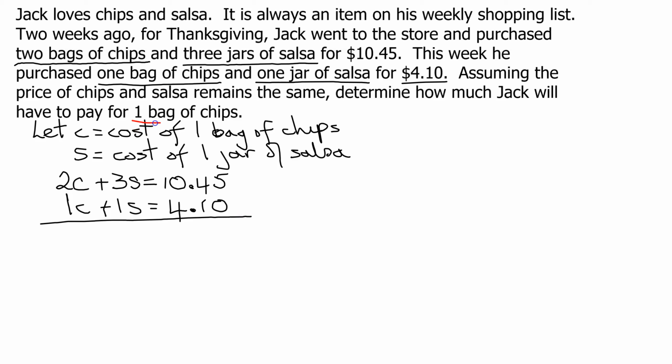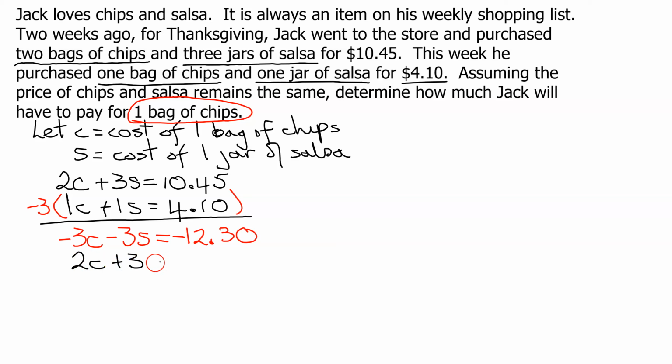And since I need to find the price of just 1 bag of chips, I'm going to eliminate my S's between these 2 equations. So I need this number to be the opposite of this, so I'm going to multiply my second equation by -3. So -3 times C is -3C. -3 times S is -3S. -3 times $4.10 is -$12.30.